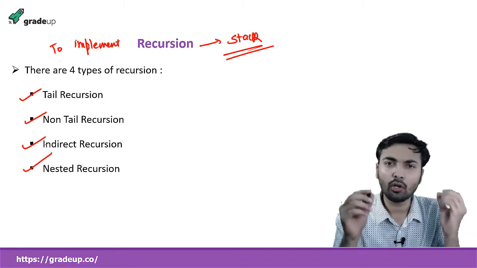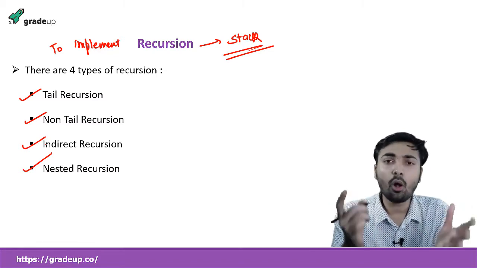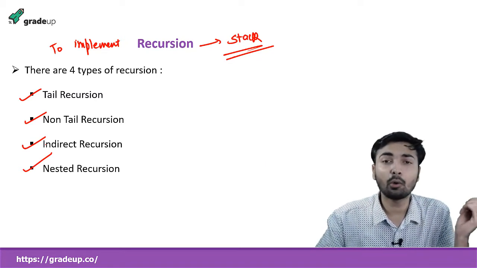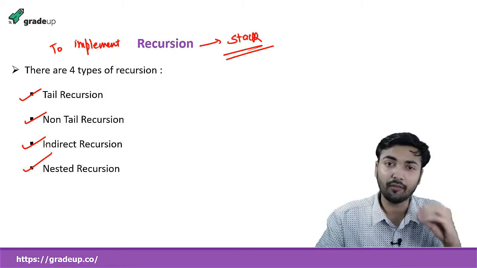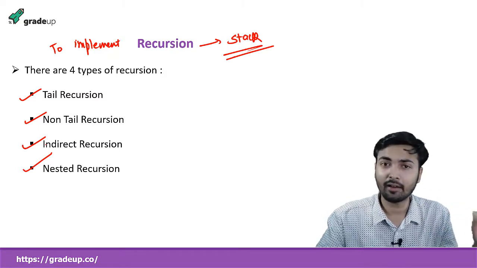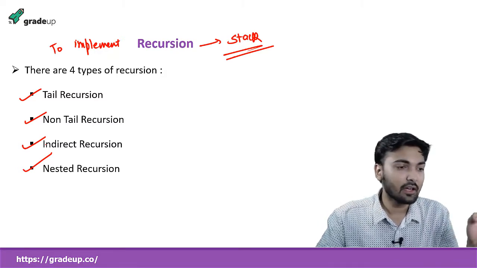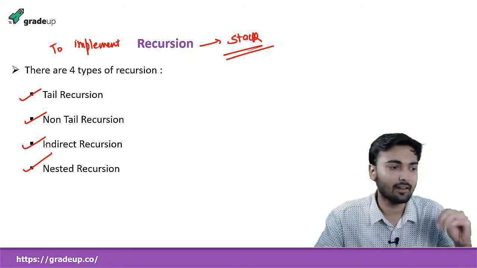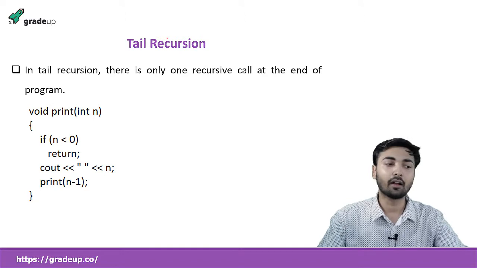Okay? I'm not going through the basics of recursion. You know all these things. Now I'll not again explain that factorial example, how to solve using recursion. If you have any doubt, see those videos again regarding recursion. See here. Now there are four main topics: tail recursion, non-tail, indirect and nested. Okay. Start with tail recursion first.